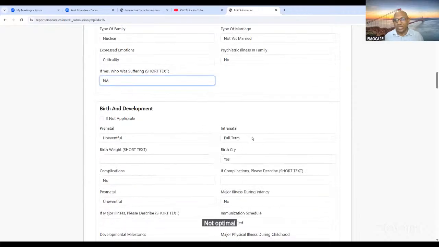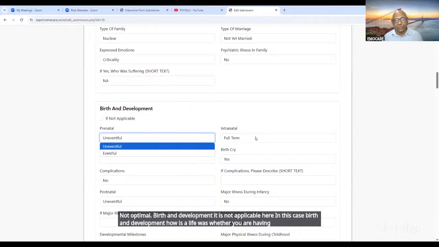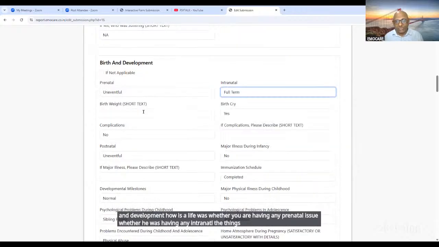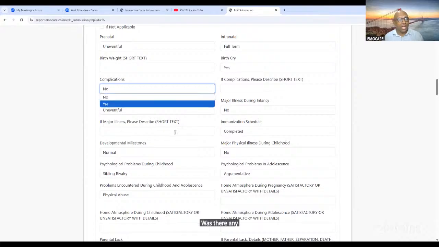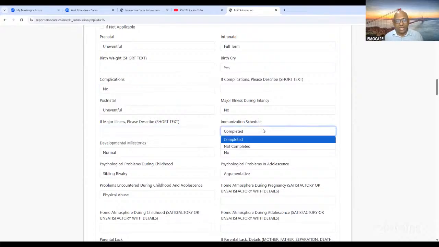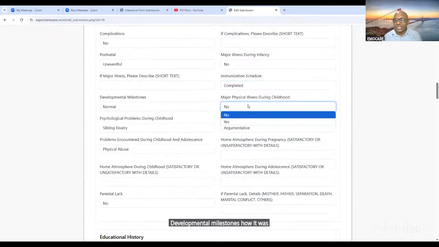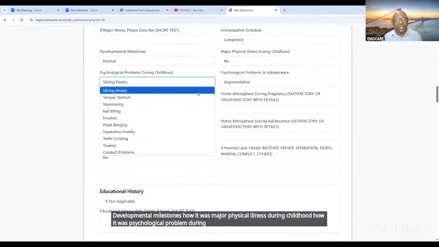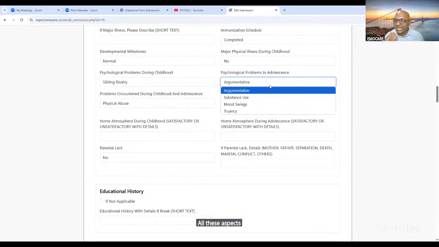Birth and development, it is not applicable here. In his case, birth and development, how his life was, whether he was having any prenatal issue, whether he was having any intranatal things, birth weight, birth cry was there or not, was there any complications, and immunization schedule, developmental milestones, how it was, major physical illness during childhood, how it was, psychological problem during childhood, okay, and psychological problems in adolescence. All these aspects, it is not related here.